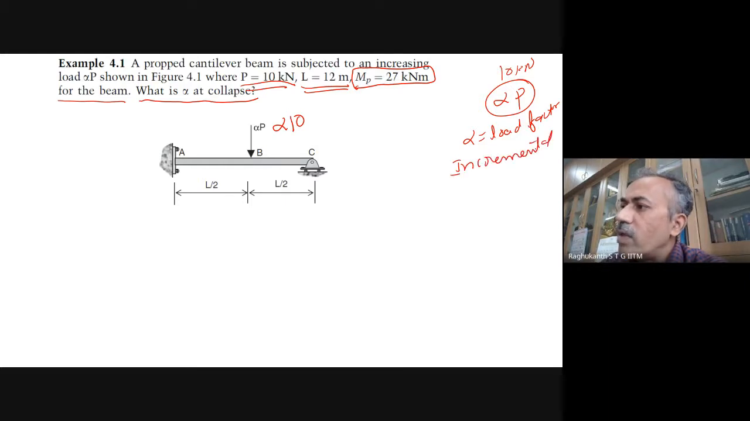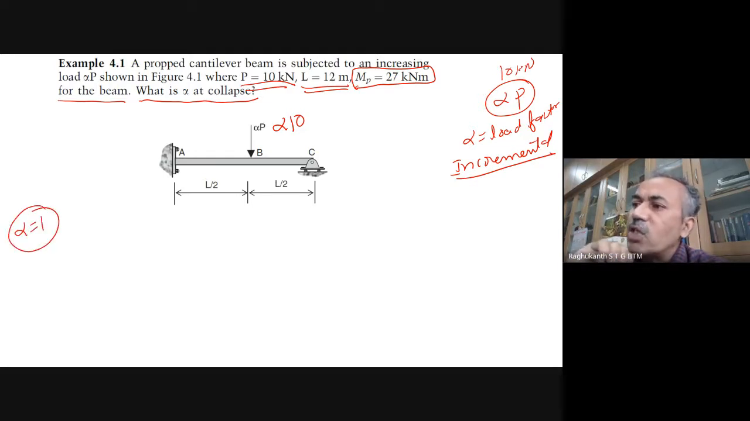Okay, so what we try to do is like this. Initially, you assume alpha to be 1, since we don't know anything yet. So alpha is 1 means 10 kilonewton itself is my collapse load. Now let us calculate the bending moments. We already know for this problem.